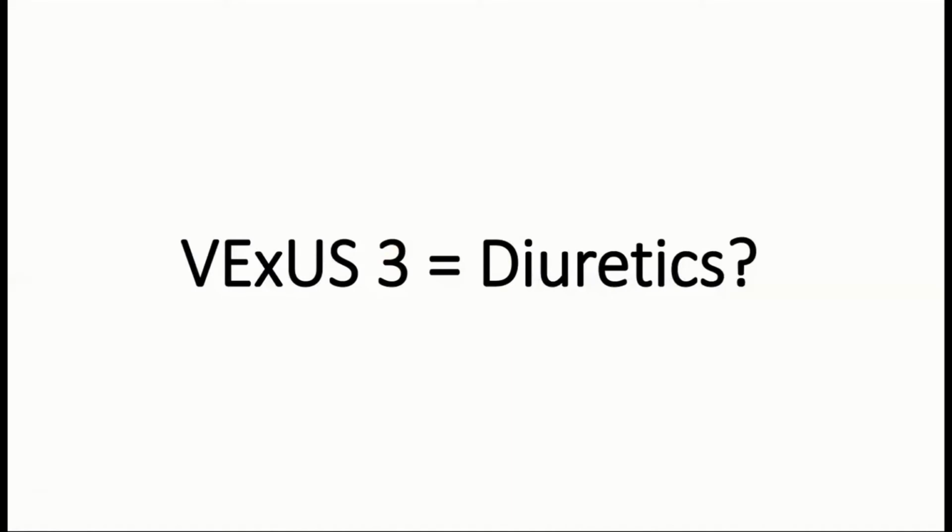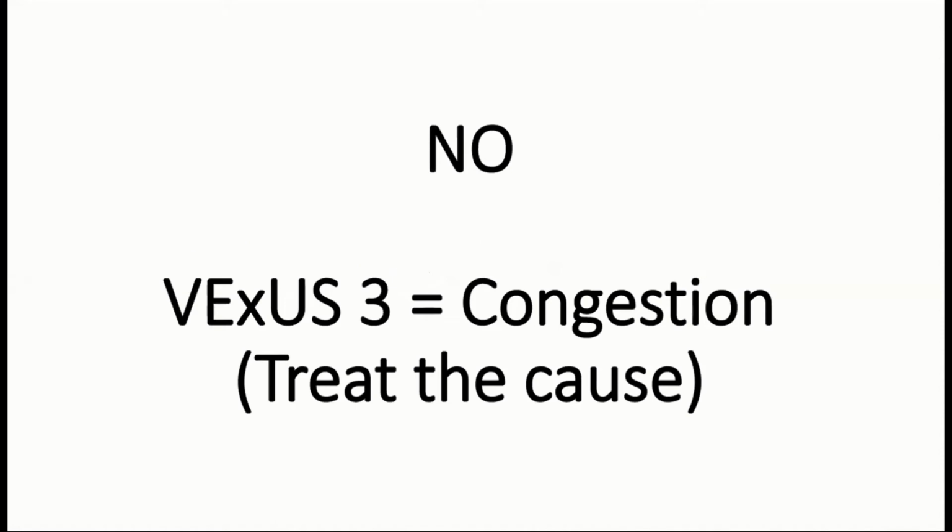Next question, does VExUS 3 mean the patient needs diuretics? And definitely not. VExUS 3 means the patient has venous congestion. And so it's important not only to realize that the patient has venous congestion, but to actually identify the cause. So certainly volume overload can cause venous congestion in patients with heart failure. This is frequent. However, not always. And some causes of venous congestion are not due to volume overload.